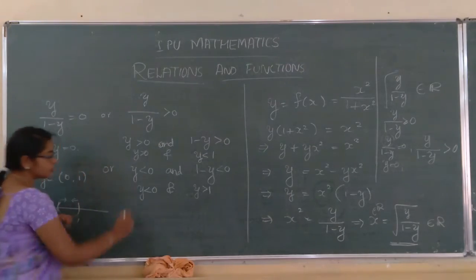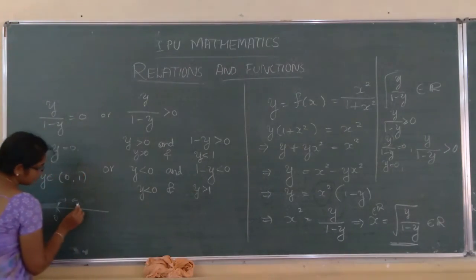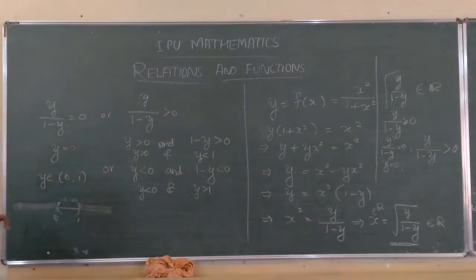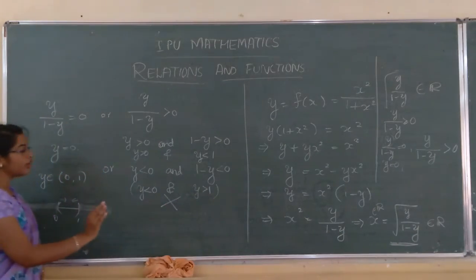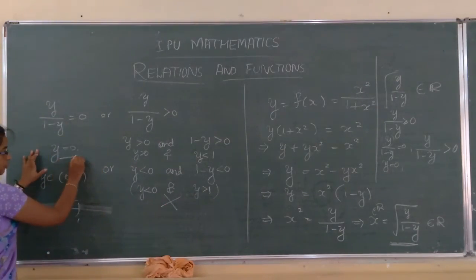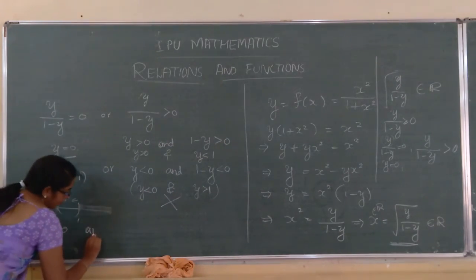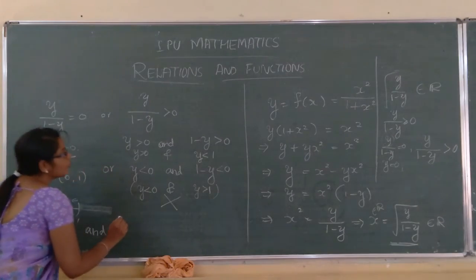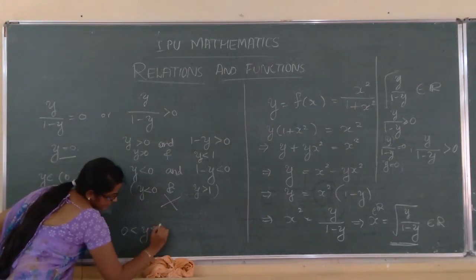Look at this. y should be less than 0, that is, y can take all the values there, and y is strictly greater than 1. How can that be possible? The intersection of those two, is it possible? No. So, this case is ruled out here. So, I am left with y is equal to 0, and one more thing, y belongs to the open interval 0, 1, that is 0 less than y less than 1.